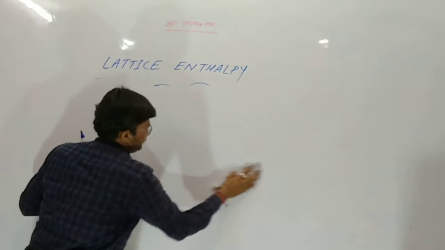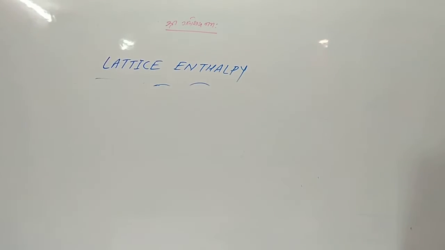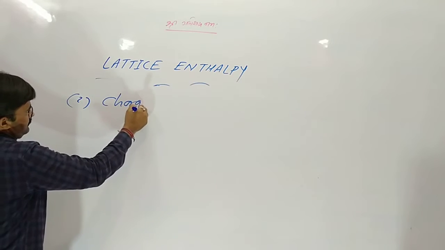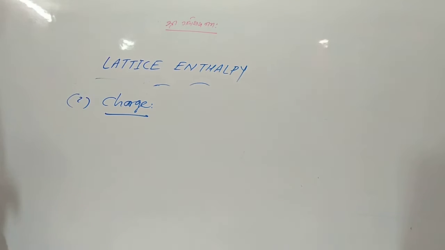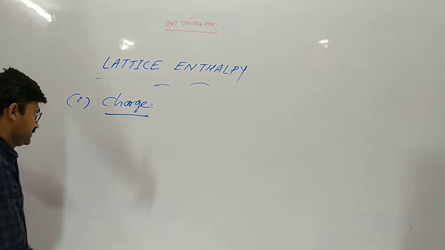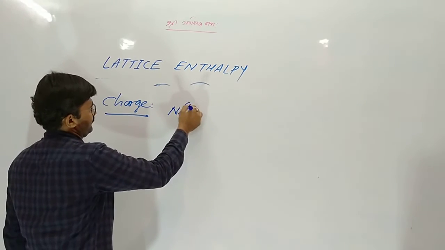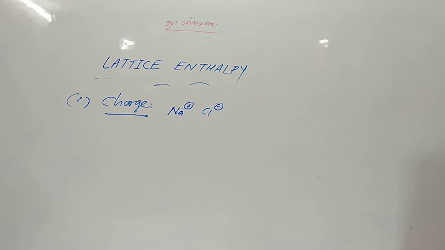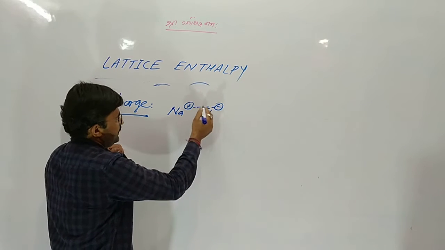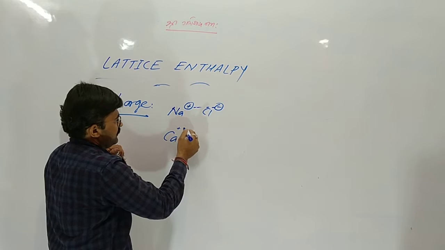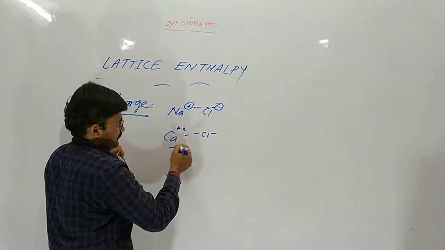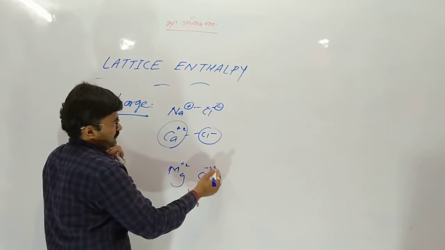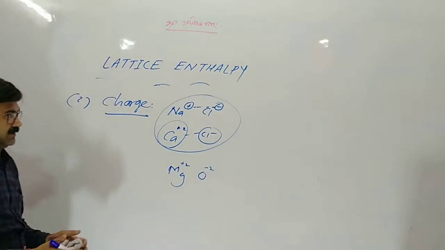The second affecting factor is charge, the charge of the positive ion and negative ion. Here sodium has +1 and chlorine has -1. So this attraction is less than +2 and -1. But this one is the maximum in comparison to both.